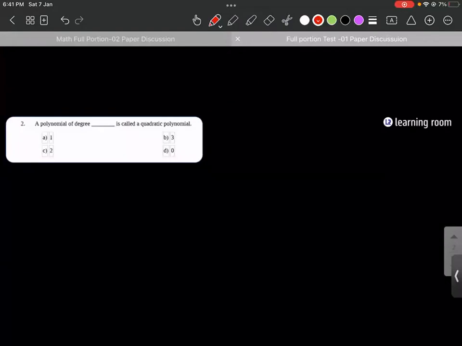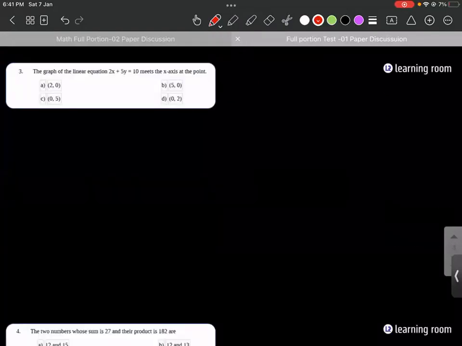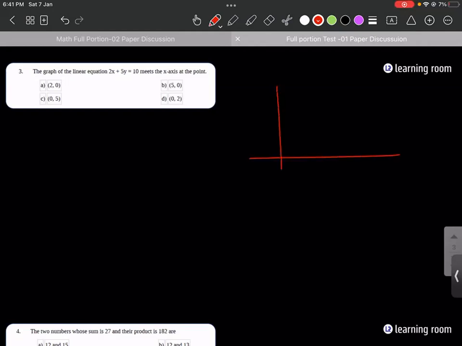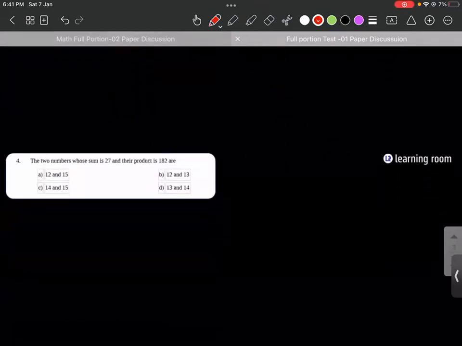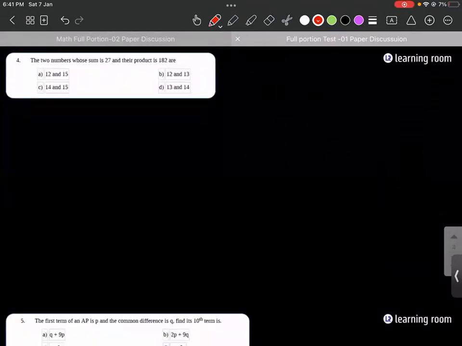A polynomial of degree 2 is called a quadratic polynomial. The graph of a linear equation meets the x-axis at which point? So at the x-axis, what should you substitute the value of y as? Put y is equal to 0. So x will be how much? 5. So the answer will be 5, 0. Yes, sir. The two numbers whose sum is 27. So alpha plus beta is 27 and the product of the roots is 182.